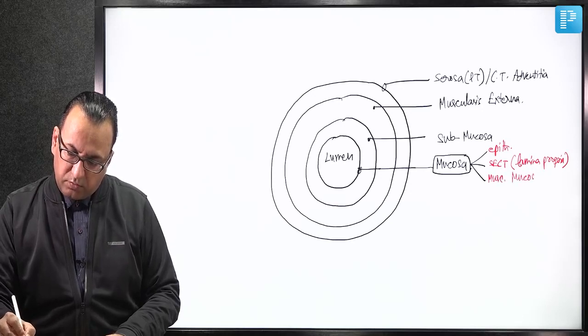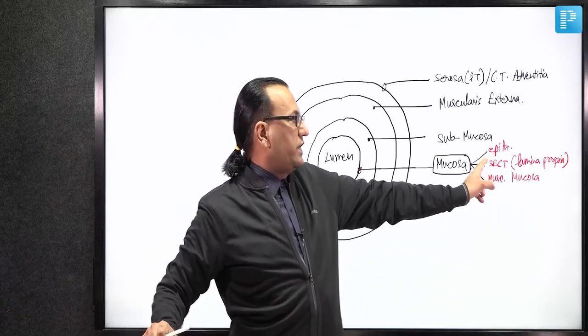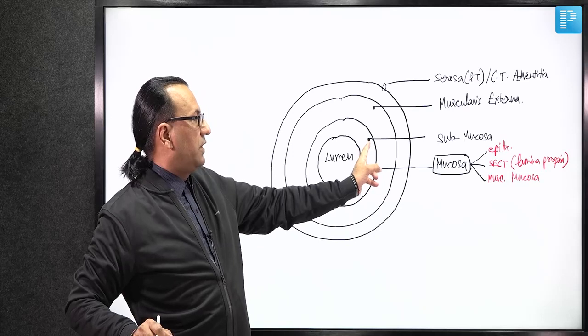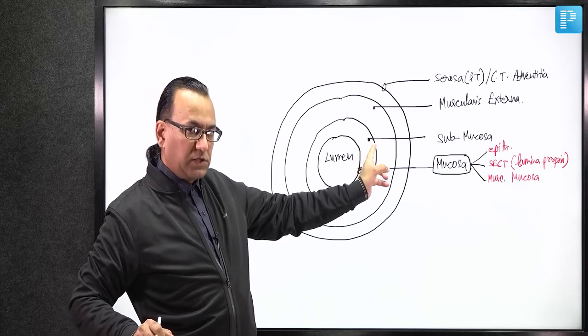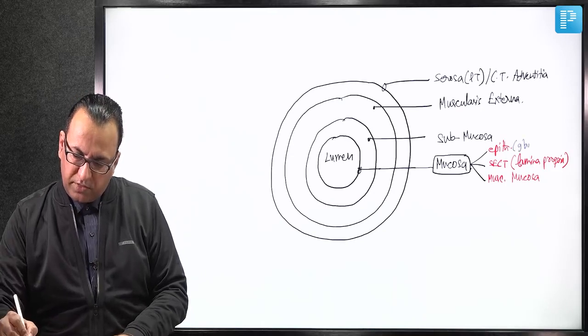Now, as we understand, the epithelium gives us the glands, and these glands mostly are found in the mucosa, but they can migrate towards the submucosa as well. Like in the esophagus, we have submucosal glands, but usually they are in the mucosa. So it is the epithelium which can form the glands.